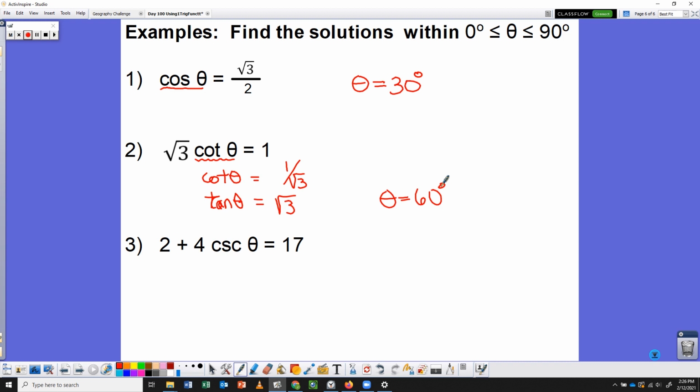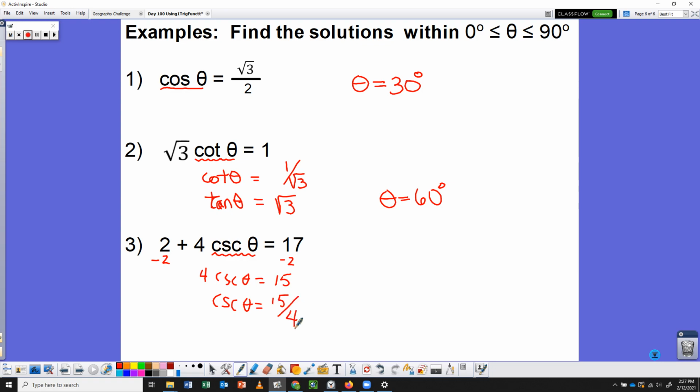Now, number 3 is going to be the toughest one that we have in today's notes. The trig function here is cosecant. And as you can see, cosecant is not currently by itself. So we're going to start here by subtracting 2 from both sides. So that's going to be 4 cosecant theta equals 15. And then we're going to divide both sides by 4. So you're going to get cosecant theta equals 15 over 4.